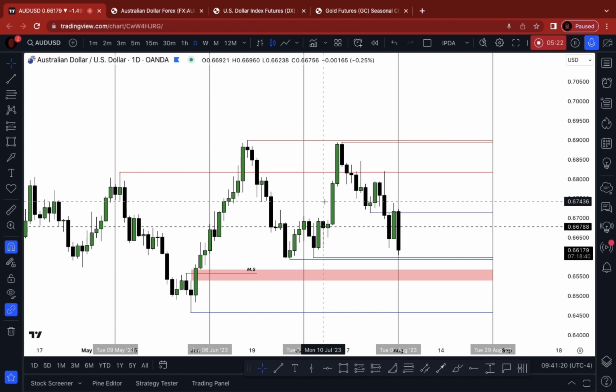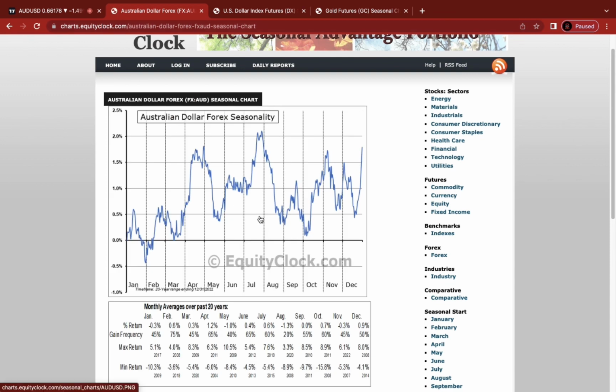Now, the seasonal tendencies are not guaranteed. Many people have been following me for a while and they know I use the ideology of IPTA, with the confluence of seasonal tendencies and price action. No indicators. So I would come here to charts.equityclock.com and I'm looking at Australian dollar solely by itself.